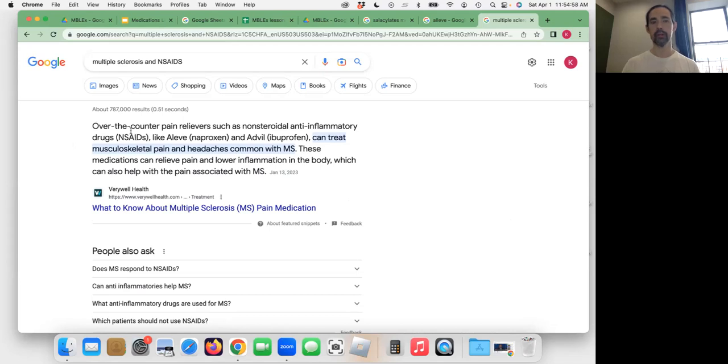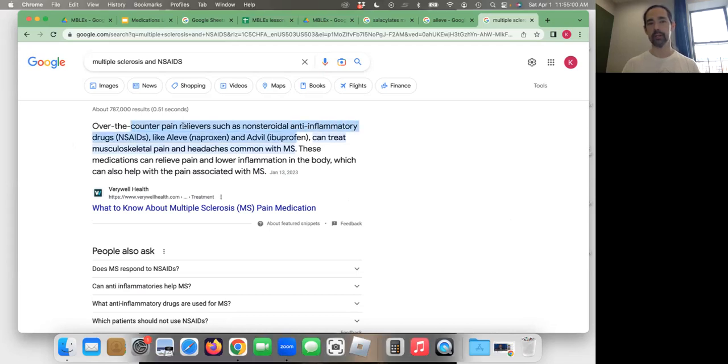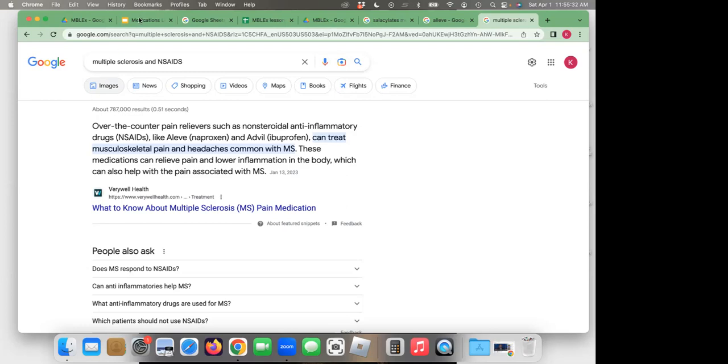Okay, so over-the-counter pain relievers like Aleve, which is naproxen, and Advil, which is ibuprofen, can treat musculoskeletal pain and headaches common with multiple sclerosis. These medications lower pain and lower inflammation in the body, which can also help the pain associated with MS. So when would someone with MS, like other autoimmune diseases, take naproxen or ibuprofen? Would they take it on a daily basis, or would they take it when symptoms start to become more severe? When they become more severe. Yeah.